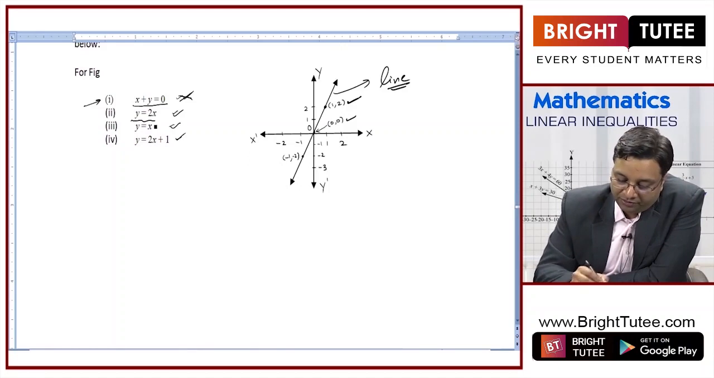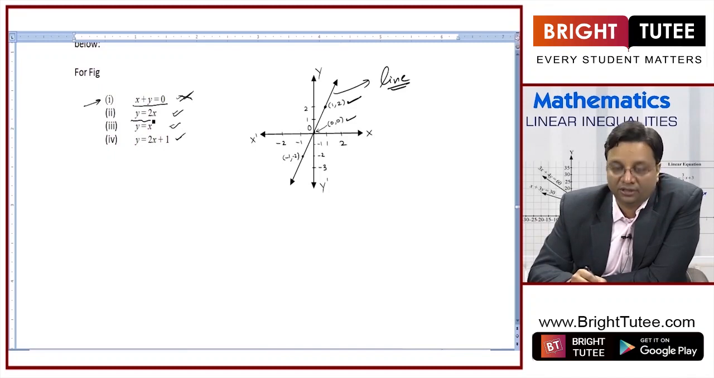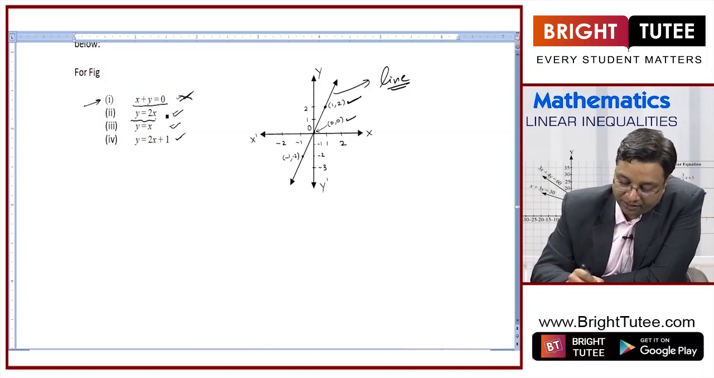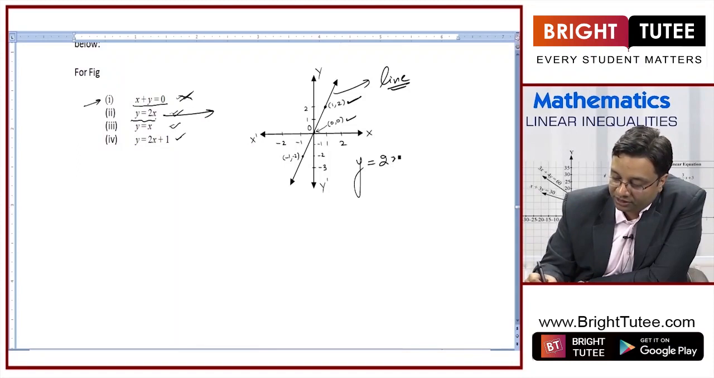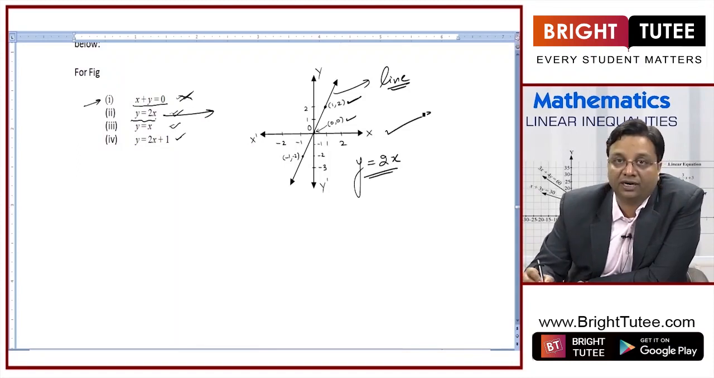Look at this option. If I put x equal to 0 and y equal to 0, obviously the left hand side will be 0 and the right hand side will also be 0. So yes, this point satisfies it. 1, 2: if I put x equal to 1, the right hand side will be 2 and y is also 2. So this equation is satisfied by these 2 points.